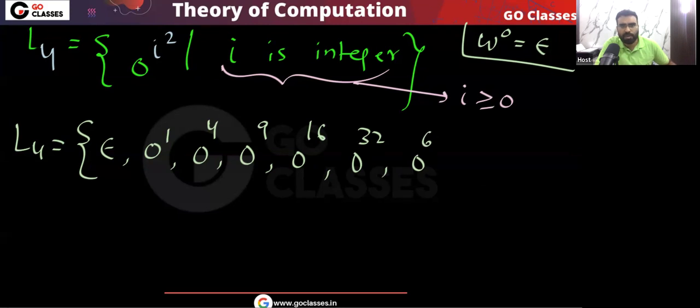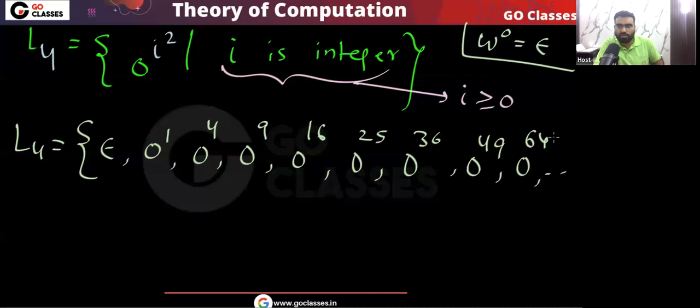Sorry, if I put I equal to 5, I will get 25. Okay, if I put I equal to 6, 36. Then 49. Is this clear? And so on. Then there will be 64 and so on. Okay, I hope you understood. So this language, tell me, is this regular or not?